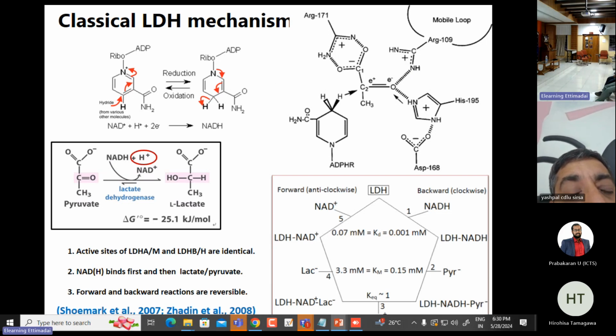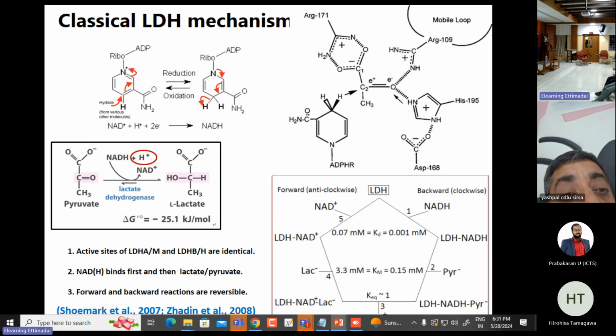So if you see, we have got two things that people say can happen. One is the forward reaction, and the other one is the reverse reaction. We term forward reaction as lactate to pyruvate because the name of the enzyme is lactate dehydrogenase, right? The reverse reaction would be pyruvate to lactate. So you can see that we have put all the values of KD and KM of the enzyme. Now, we can say that the active sites are identical, right? I've shown you that slide. Active sites are identical. NADH binds first and then only lactate.